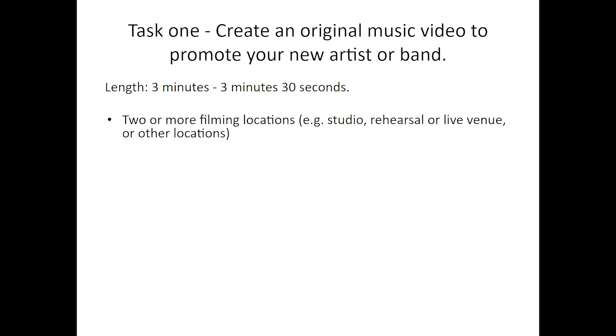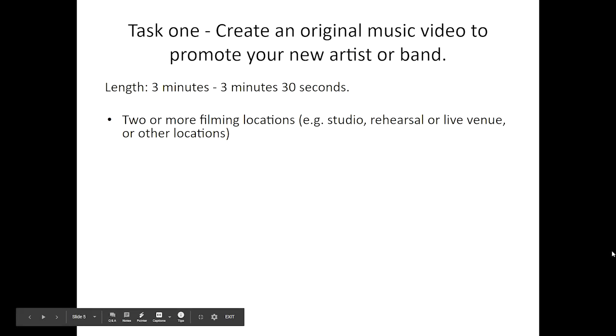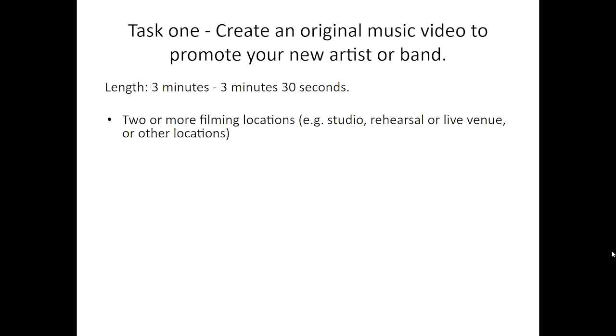Next, you need at least 2 filming locations, but probably more. One of these filming locations is likely to be a studio. When I say studio, it might be an actual studio, for example the photography studio at our college, or it could be a fake studio, just a nice white wall or a brick wall, something nice and bland, where you would stand in front of a microphone and perform the song, maybe directly to the camera, lip syncing. That's very cliched and stereotypical, but it can work really well.